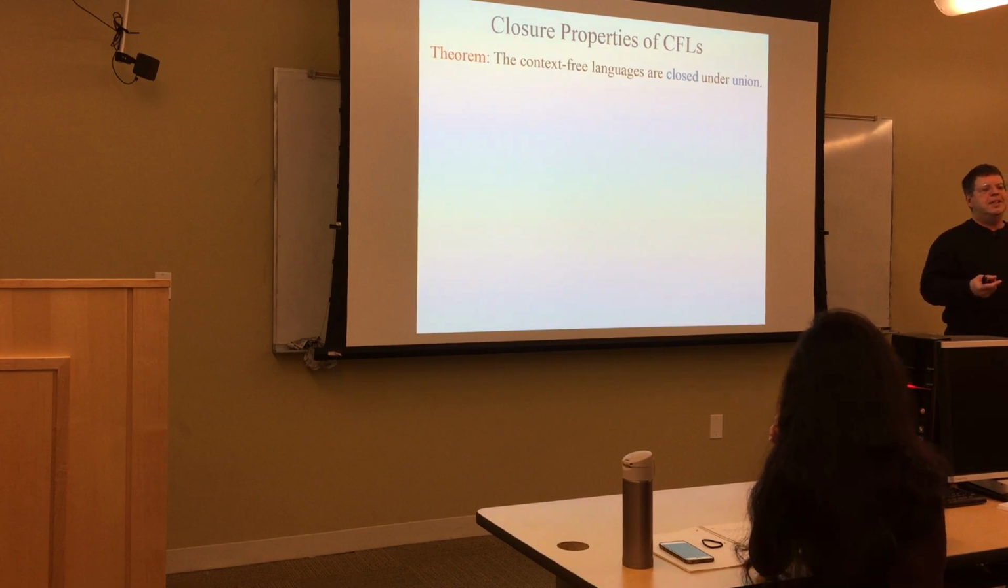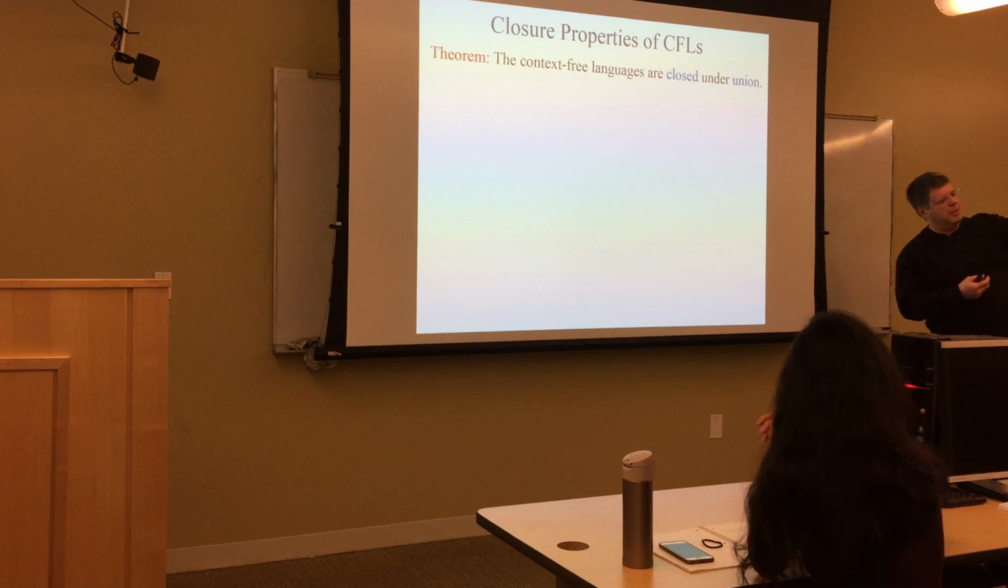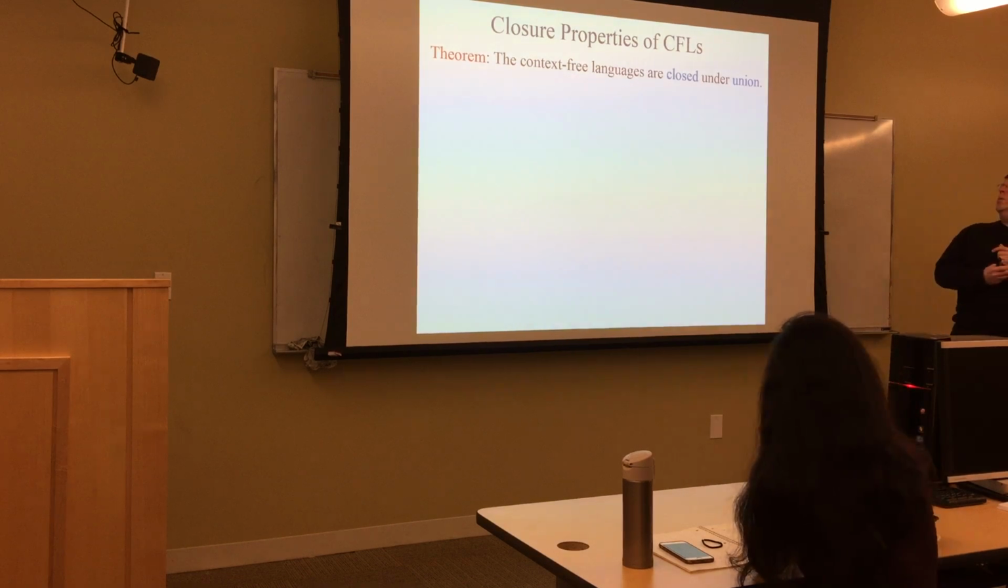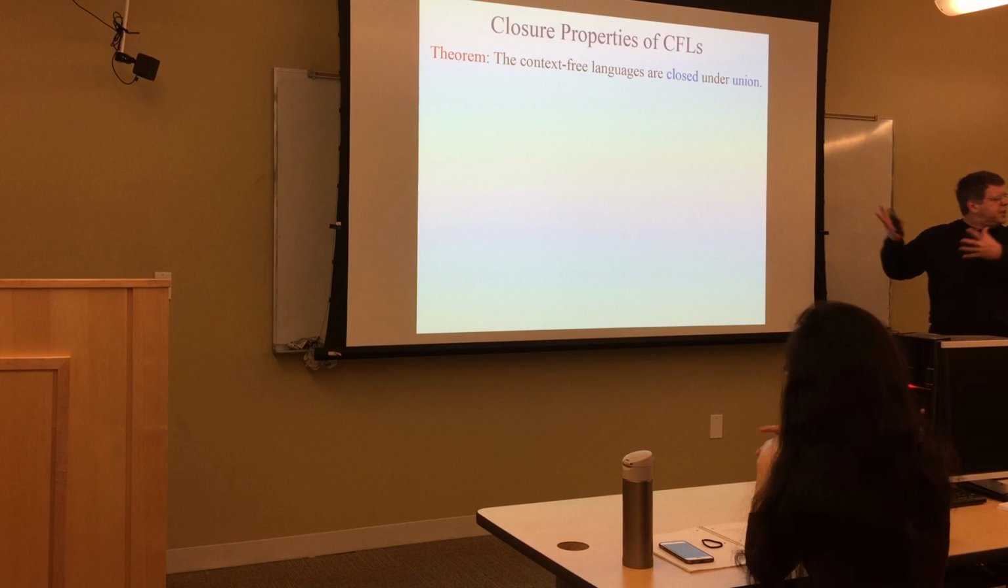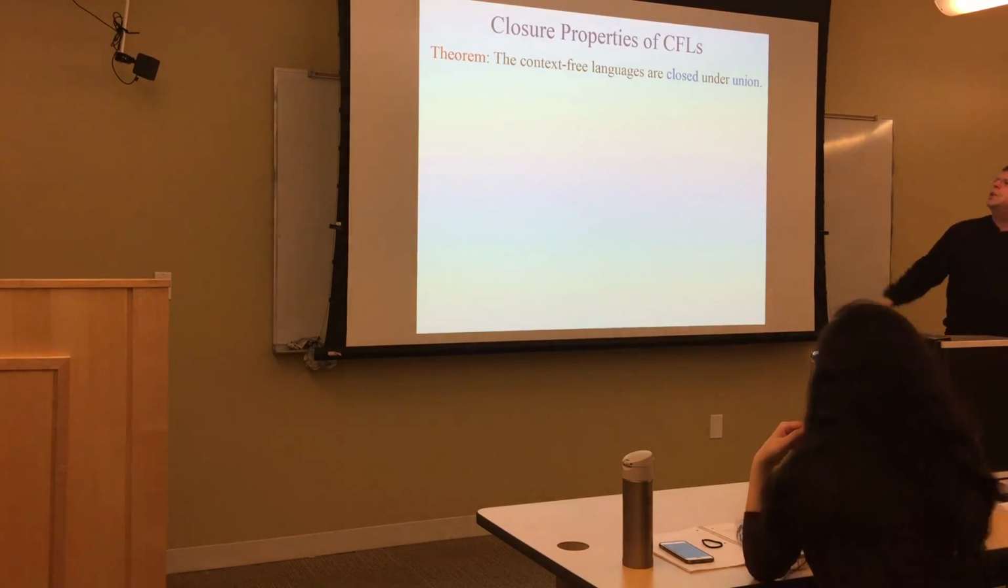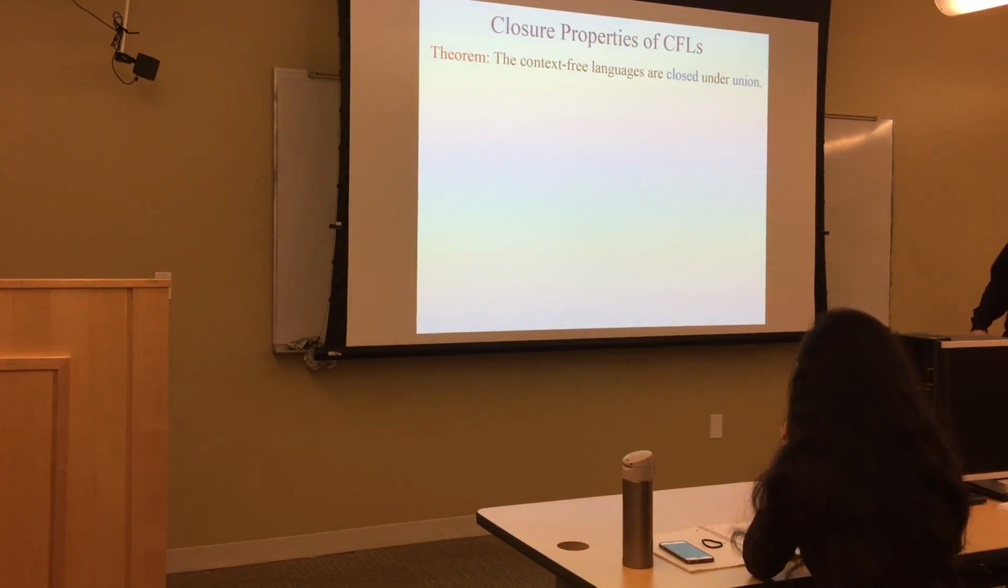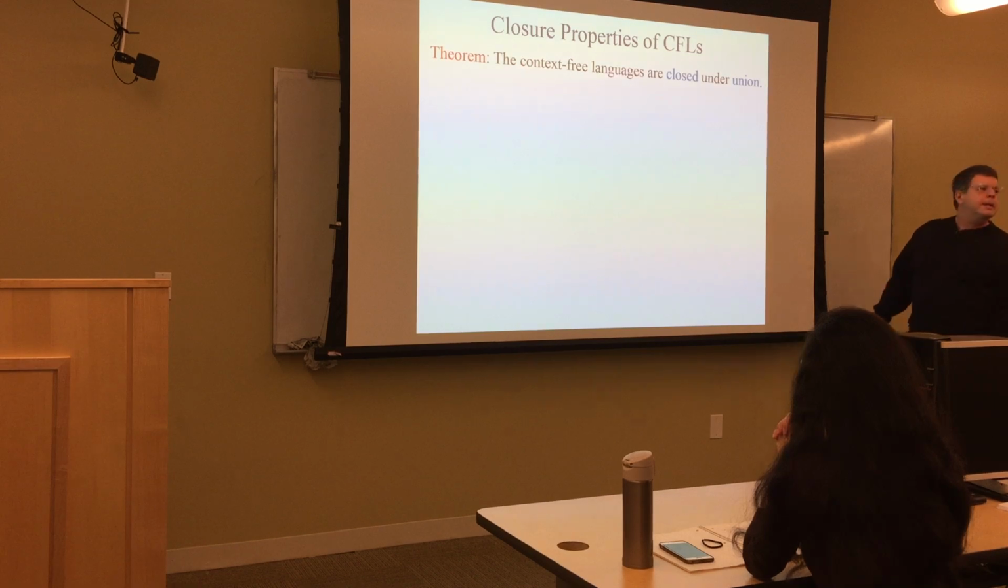Someone want to give me a hint? A property, what property? Some identity, which identity? De Morgan's law, yeah. That's what you meant, De Morgan's law. So we're going to have similar kinds of proofs here. So let's see how these proofs work. The context-free languages are closed under union. How would you prove that?